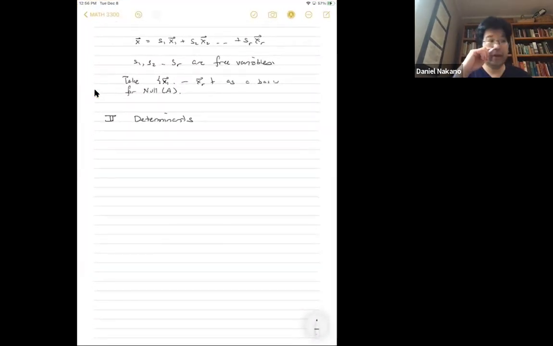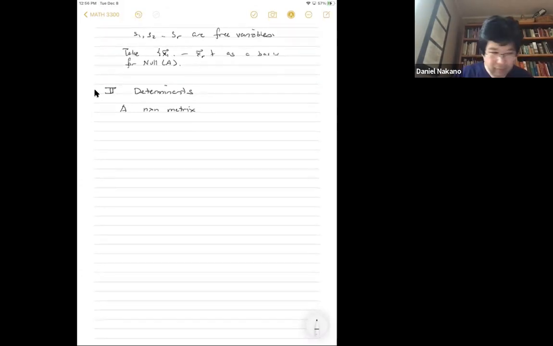So what was the idea of a determinant? If I have an n by n matrix, I want to actually know whether I can invert the matrix or not. So we want to be able to compute a number which tells us whether the matrix is invertible or whether the matrix is not invertible. All right, so how do we do this?